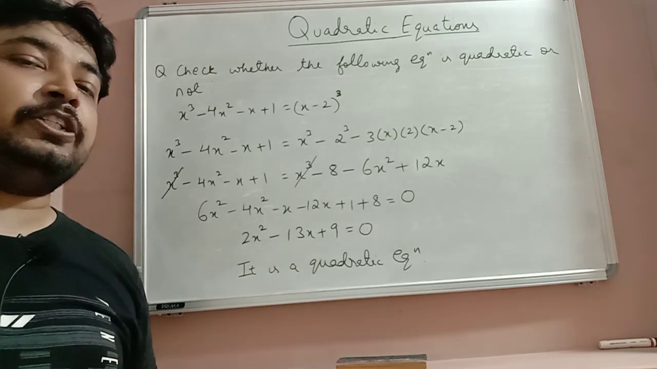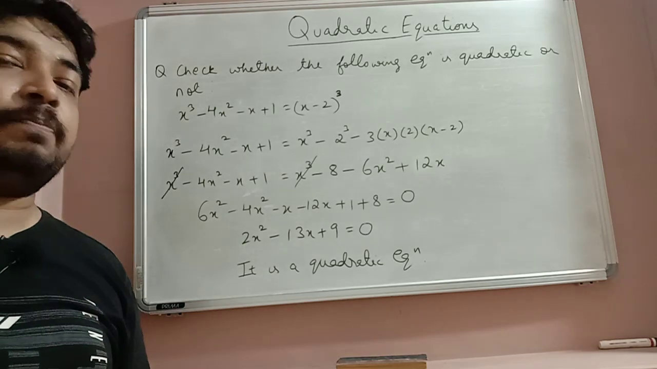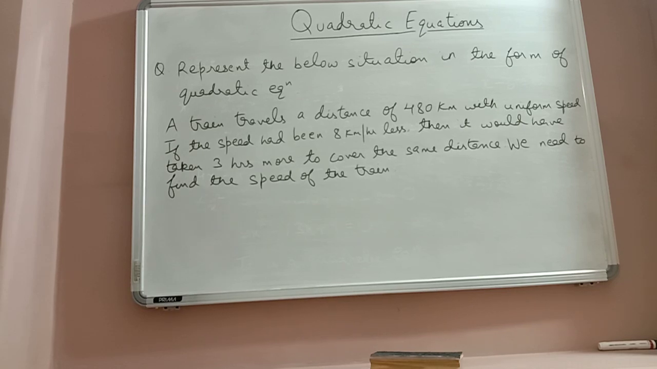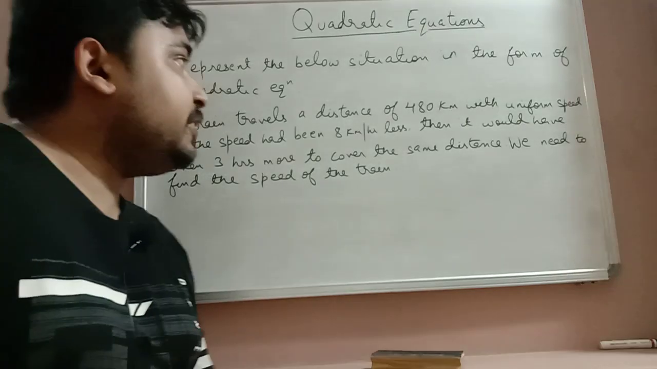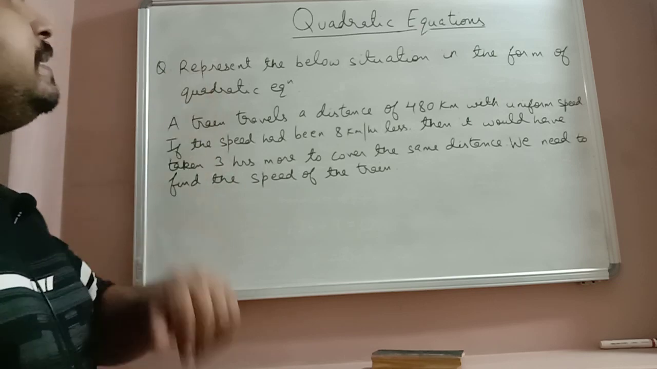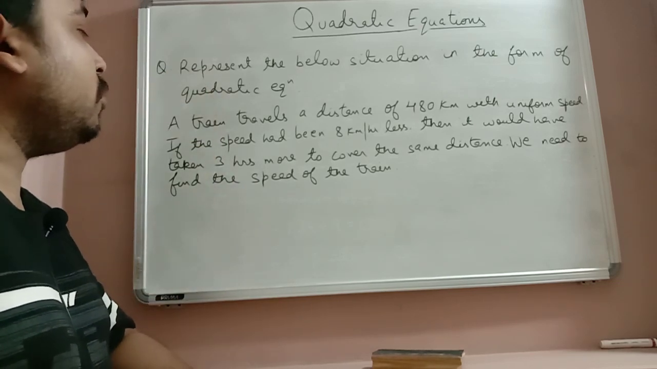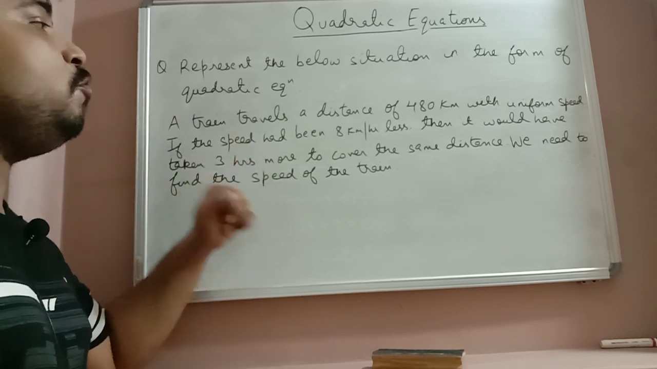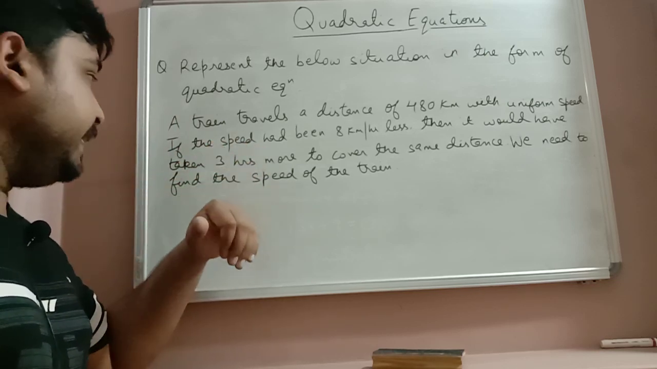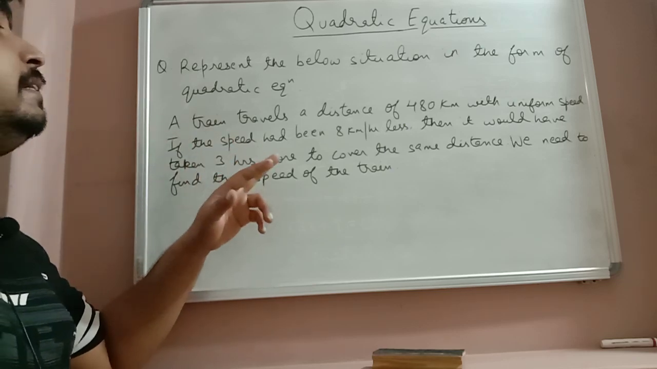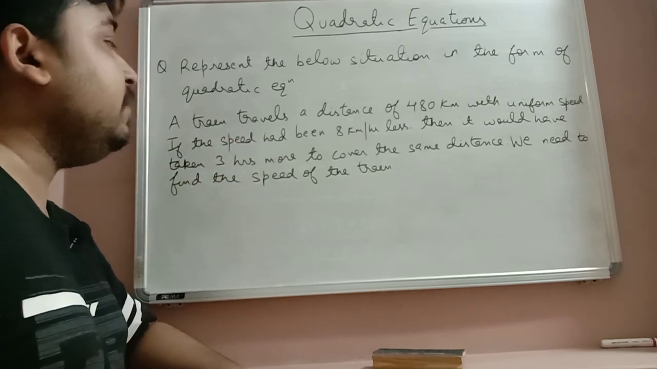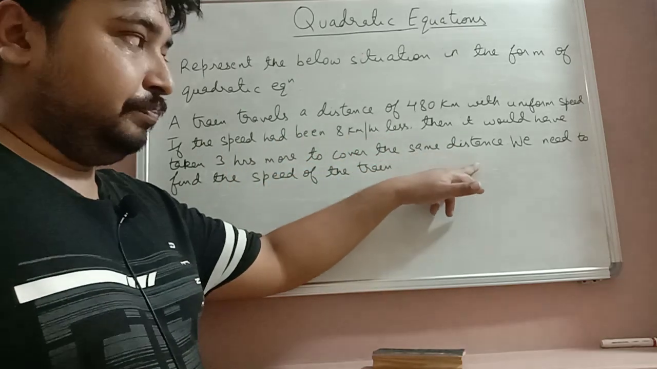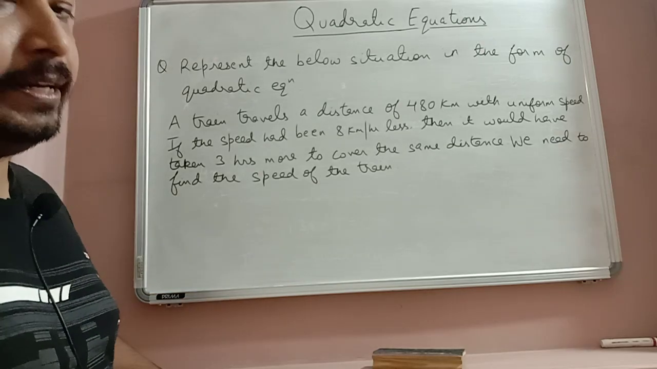Let's take up some more questions in order to have a deep understanding of this topic. Okay students, let's take up another question. The question says, represent the below situation in the form of a quadratic equation. The situation is, a train travels a distance of 480 kilometers with uniform speed. If the speed had been 8 km per hour less, then it would have taken 3 hours more to cover the same distance. We need to find the speed of the train.